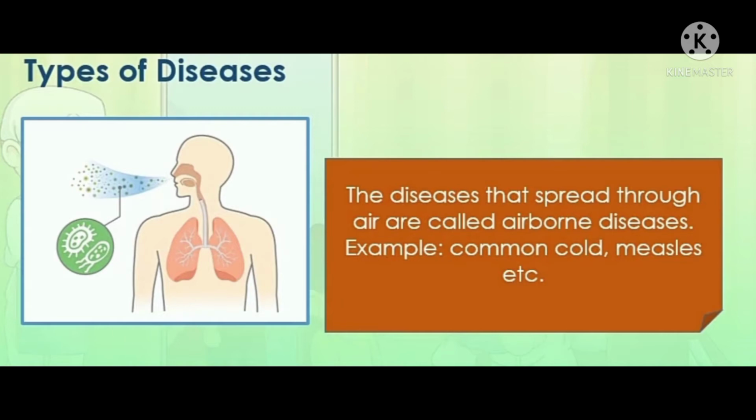Some of the examples of airborne diseases are common cold, measles, etc., children. Common cold, you know. What do you mean by measles, children? Measles is a common infectious disease among children, okay, in which your body feels very hot and your skin becomes covered with small red spots, children. That is called measles, okay.